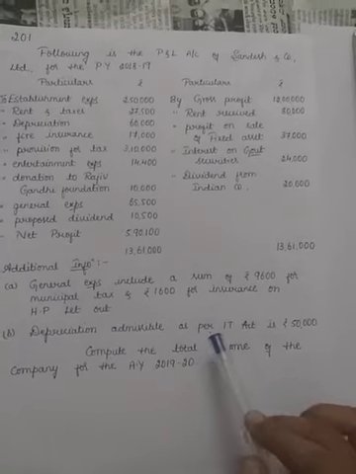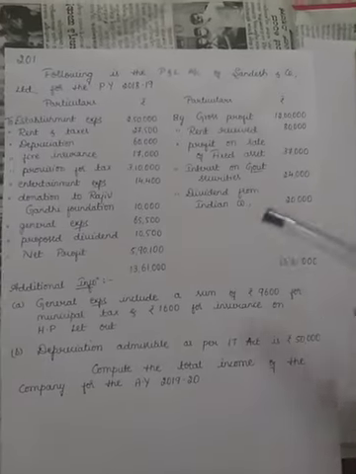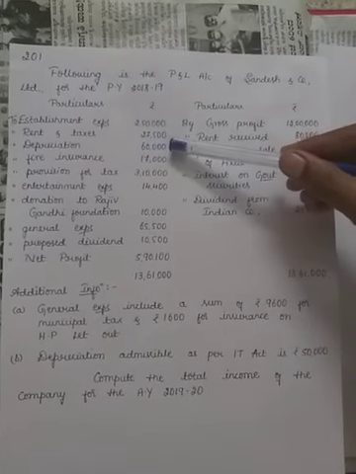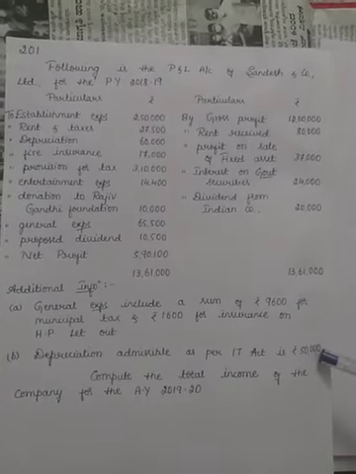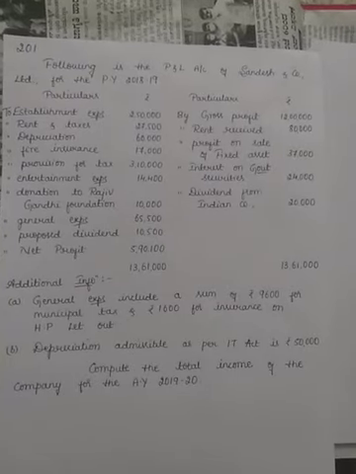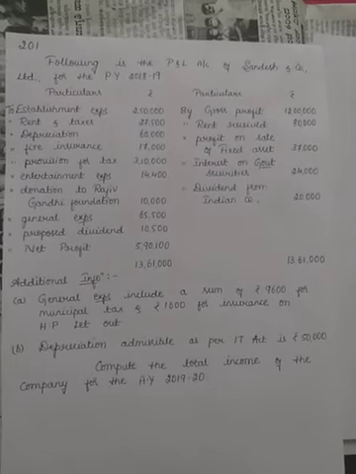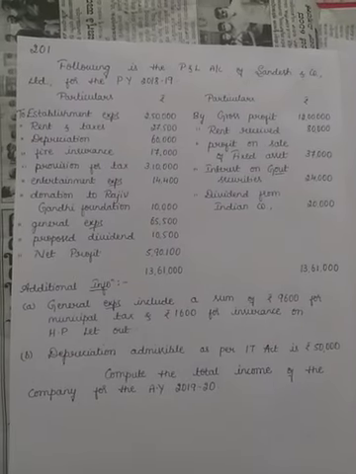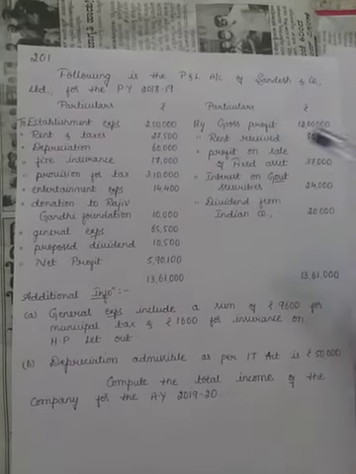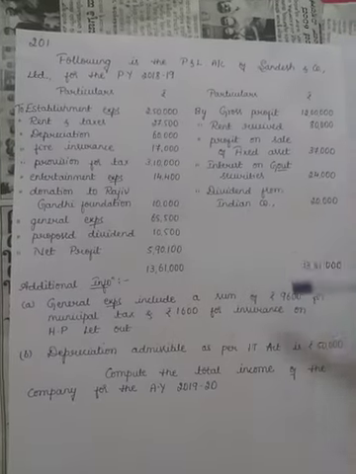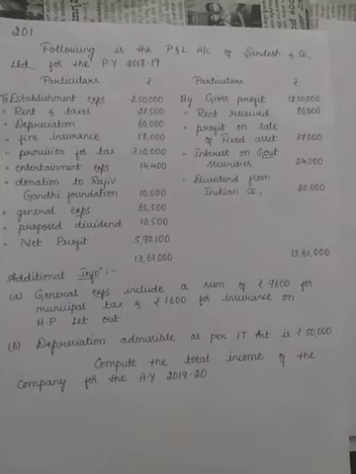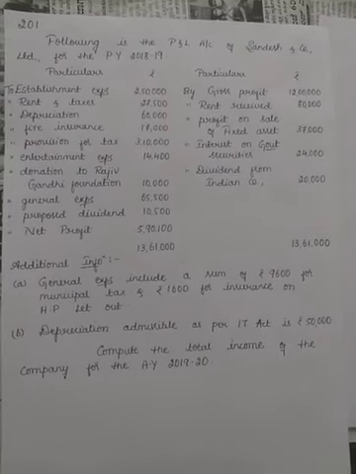Next, depreciation allowable as per the IT Act is 50,000. The debit balance given in the depreciation P&L account is 60,000, minus 50,000, I will get a positive answer, and hence it is treated as excess depreciation. It is to be taken to the disallowed expenses or inadmissible expenses. So let's start solving the problem.